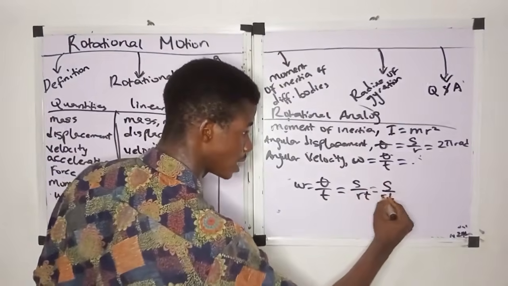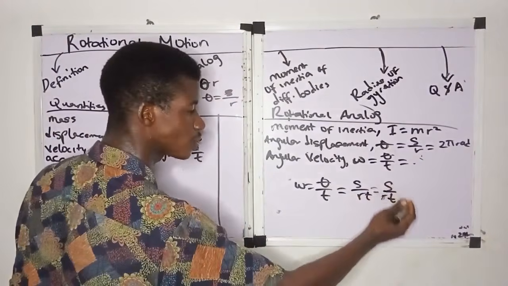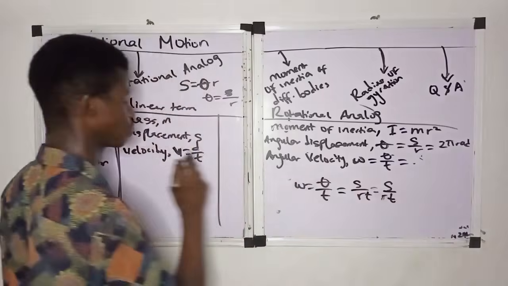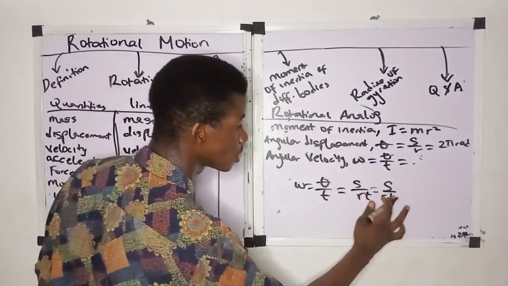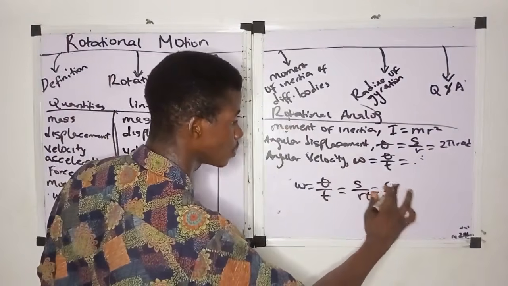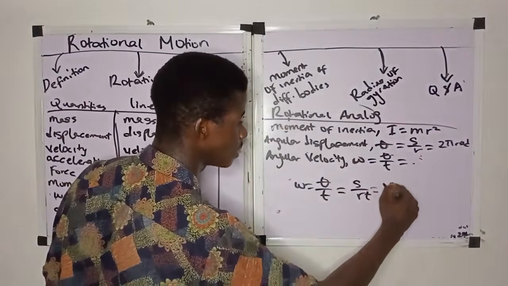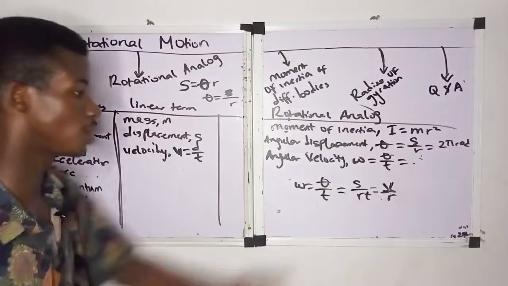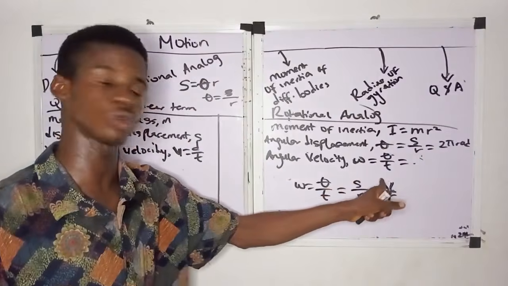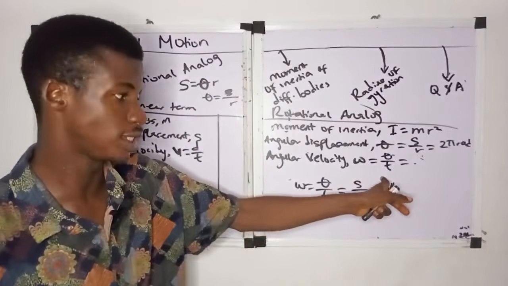Displacement divided by time will give us what? Velocity, right? So therefore, angular velocity ω will not be v, right? It will be v over r. Because this displacement over time will give us linear velocity.